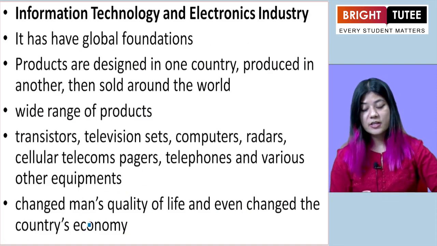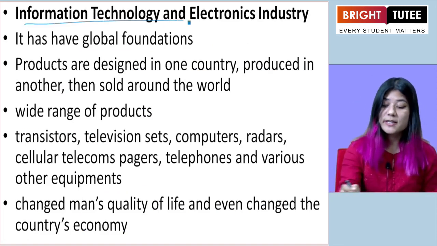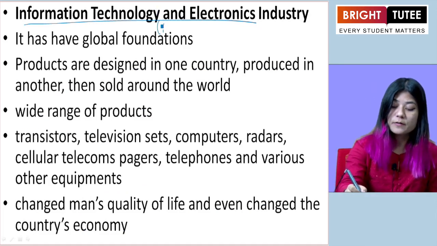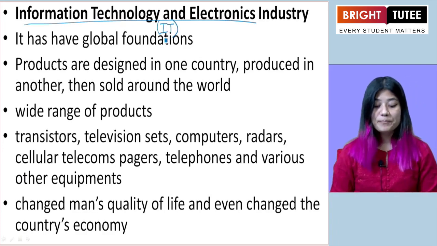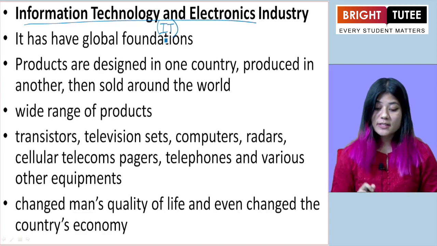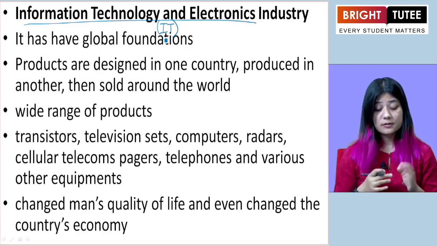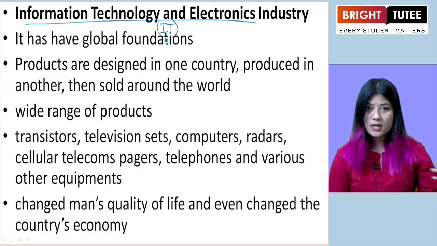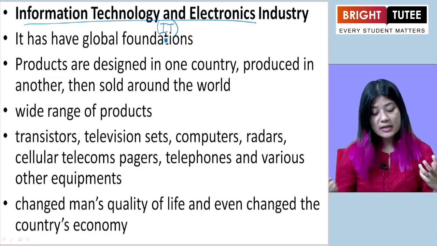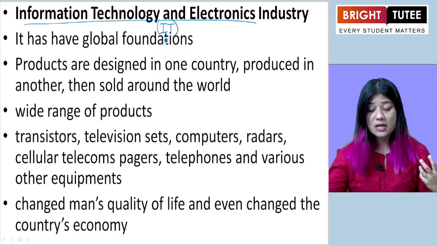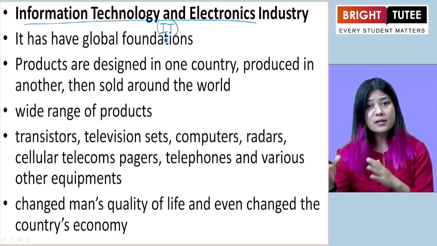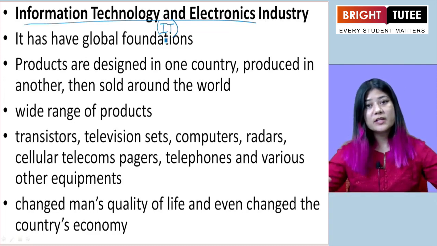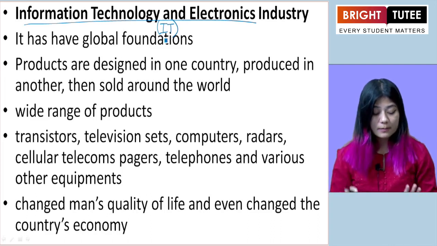The next industry that we are going to look at is called the Information Technology and Electronics Industry. Information technology in short is often written as IT, right? Now, the information technology and electronics industry has a global foundation, meaning that products used in this industry are designed in one country in the globe and produced in another country. The finished good is produced in the other country and the final product is sold all across the world. So you see, it's all divided into different components around the globe and then sold across the planet.